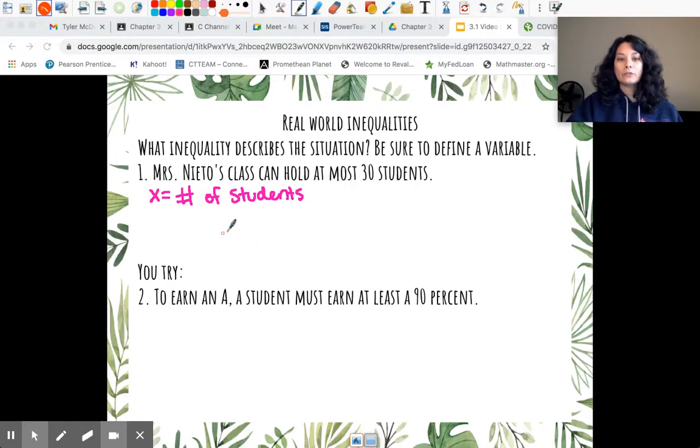And now I'm going to use this variable to write some sort of inequality where x is the value on one side, 30 is the value on the other side, and then I need to choose some sort of inequality symbol to go in between. So I need to think about this logically. It says that her class can hold at most 30 students. So you may want to start thinking of some examples here. We know that if it can hold at most 30 students, her class can have equal to 30 students, right? She can have exactly 30 students in that class. So I know that whatever symbol I choose, it's got to have that bar underneath.